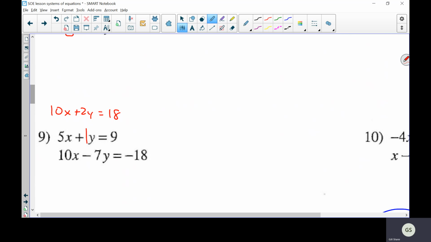Is x the only variable in the equation? No. What's the other variable? How could I get the same number in front of the y if I have a 1 there and a 7 there? I could multiply by 7. Because remember, you've got two variables. Don't get focused on just trying to get the first variable matched up.